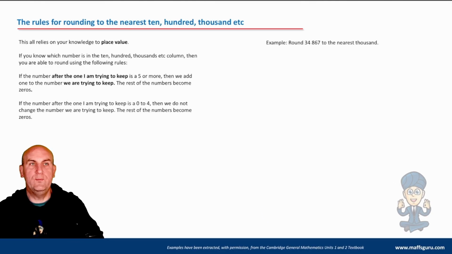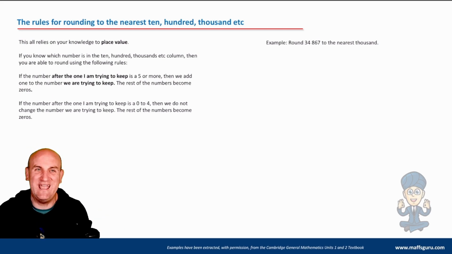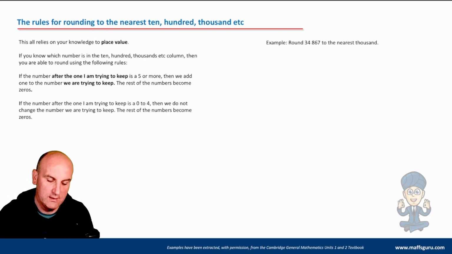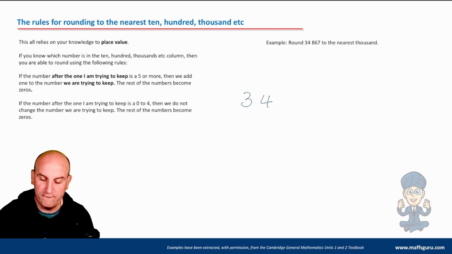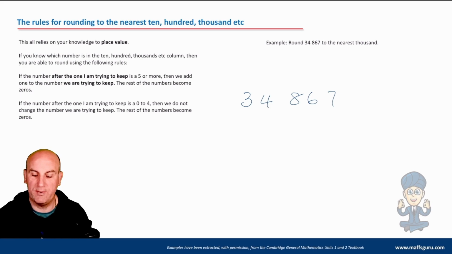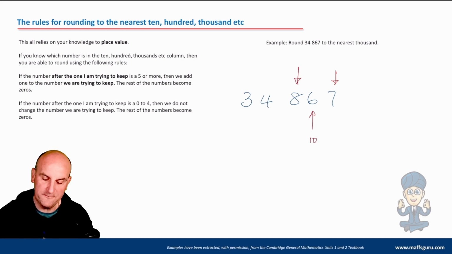All right, now then we get to the rules for rounding to the nearest 10, 100, 1,000 example. So let's have a look at the number 34,867. Now a lot of this comes down to your place value from primary school. Yes, this one here is my units. This one here is my tens. This one here is my hundreds. And what do we have now? Thousands, and then tens of thousands, and so it goes on.